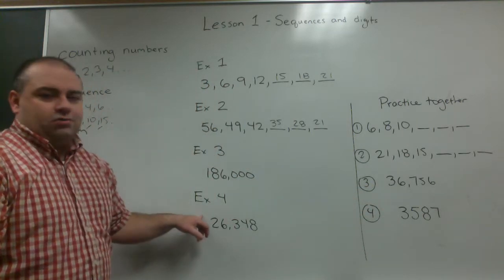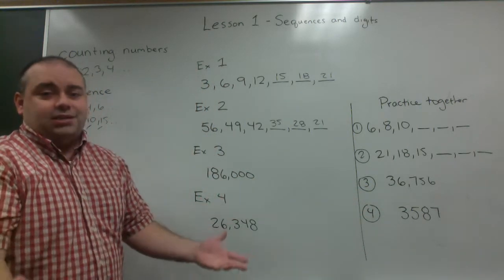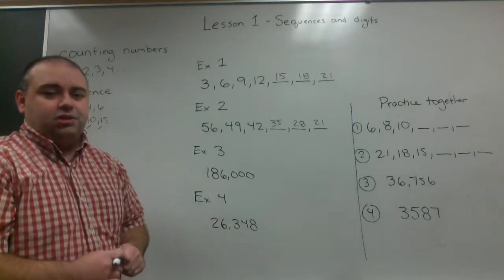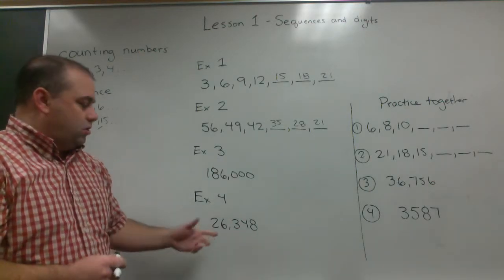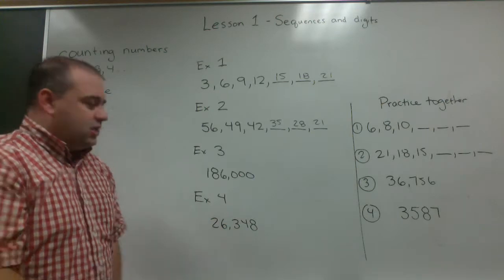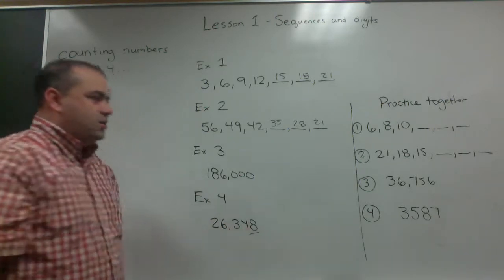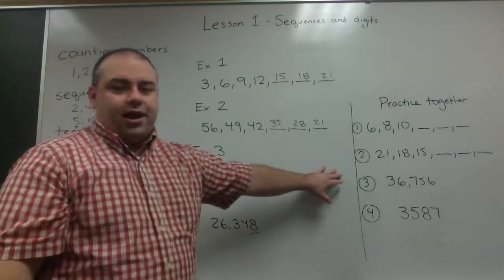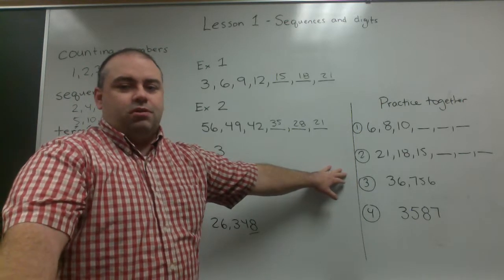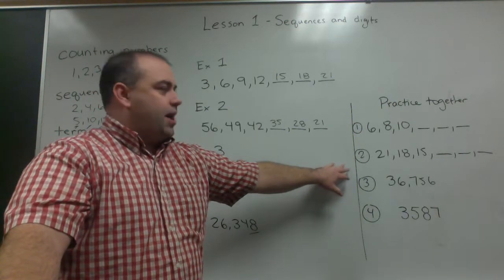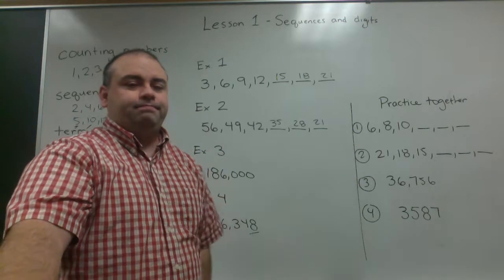Example 4, they might ask you a question, what is the last digit of a number or the second digit of a number? If they do that, all you would do, figure out where they would be. So if they say last digit, it'd be 8. At this time, we're going to do a little practice over here. Please pause the video, do these, and when you're ready, we can come back and I'll show you what you should have had.